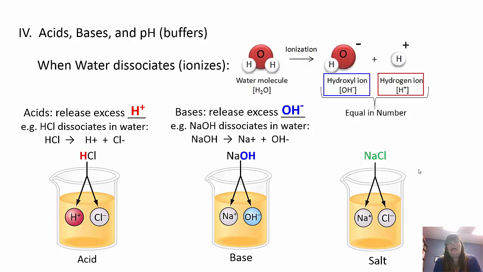Bases release excess OH, or hydroxyl ions. NaOH, for example, dissociates into Na plus and OH negative. Salts are things like NaCl, KCl, potassium chloride, sodium chloride. Salts dissociate into something other than hydroxyl or hydrogen ions, so Na plus Cl minus. So anything that's an acid is going to release excess hydrogen. Anything that's a base is going to release excess hydroxyl.